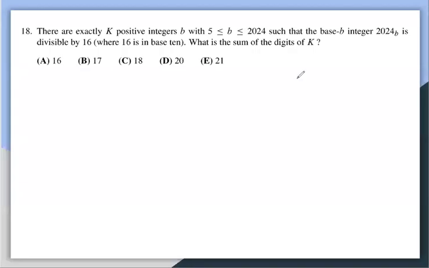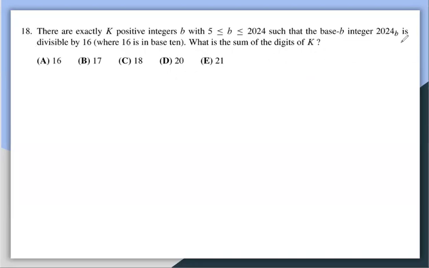So this is number 18. There are exactly k positive integers b, with b between 5 and 2024 inclusive, such that 2024 in base b is divisible by 16, where 16 is in base 10. What is the sum of the digits of k?